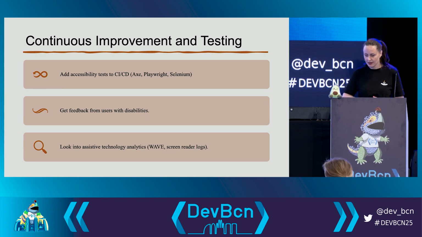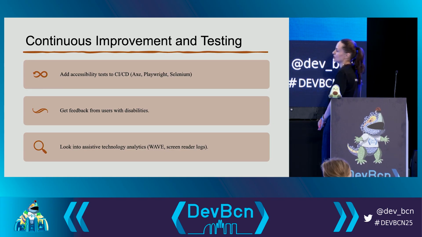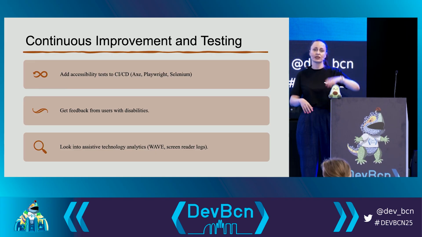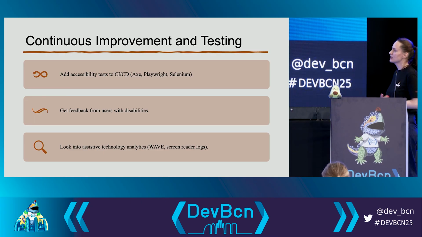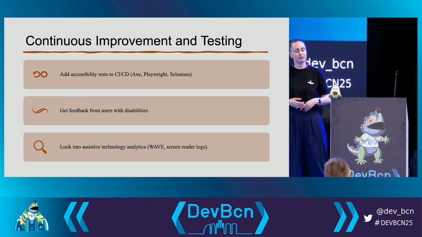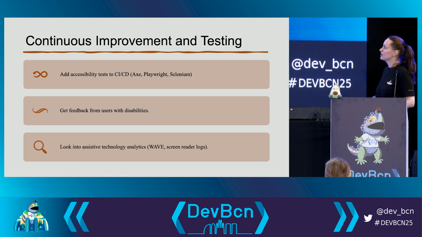Finally, on this part, I would like to say that accessibility isn't a one-time thing. Achieving AA level is not a one-time thing. So you should consider integrating it in your development lifecycle. There are tools like Axe or Playwright or Selenium that you can create tests with, including in your CI/CD, and you can get feedback from those.